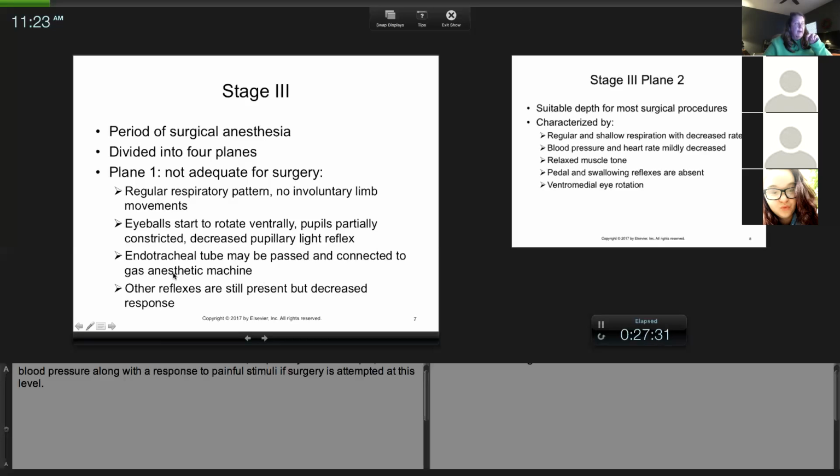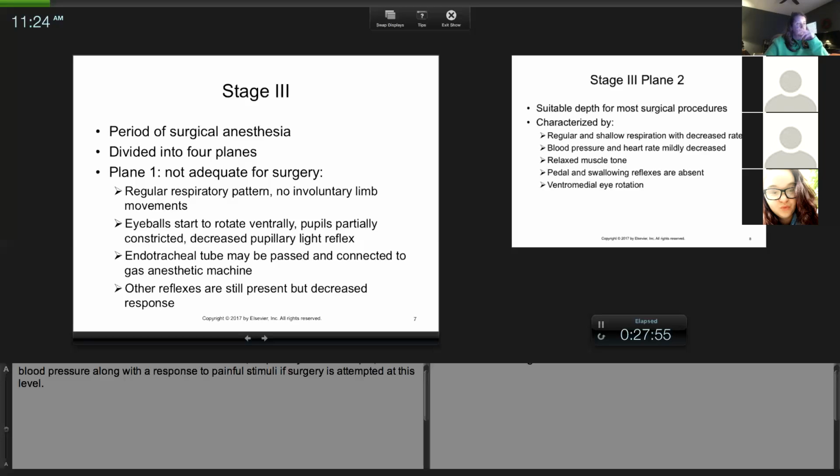This is where we pass the endotracheal tube. So that's another thing to know. When you give the propofol in the prep room, an animal in stage 3, plane 1 will allow intubation. You can't intubate in stage 1 and you cannot intubate in stage 2. The first stage you can intubate is stage 3, plane 1. That kind of sounds important.